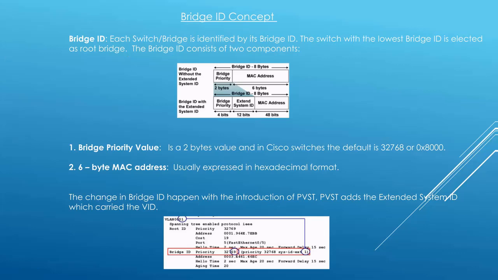When VLANs started to be used and network virtualization came into play by having logical networks, it became important to evolve the STP protocol to PVST and PVST+, and only then was the extended system ID introduced as part of the bridge priority. So in my second example here, I have a snapshot of a BridgeID with the extended system ID.